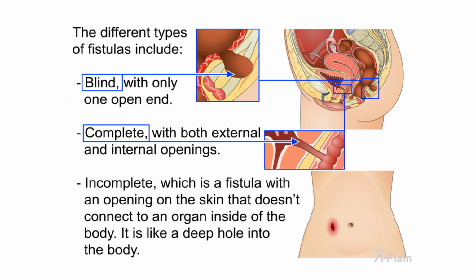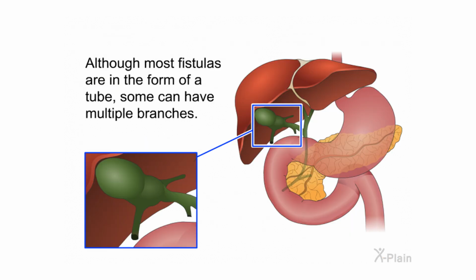The different types of fistulas include blind, with only one open end; complete, with both external and internal openings; and incomplete, which is a fistula with an opening on the skin that doesn't connect to an organ inside of the body. It is like a deep hole into the body. Although most fistulas are in the form of a tube, some can have multiple branches.